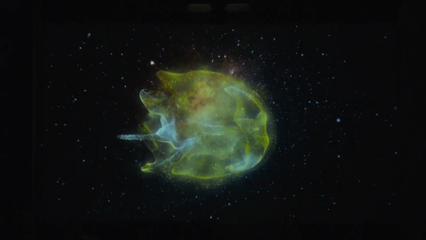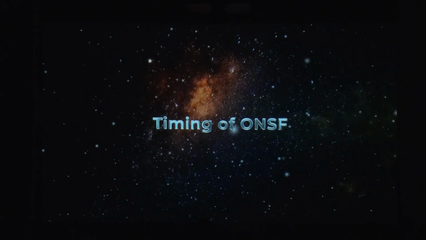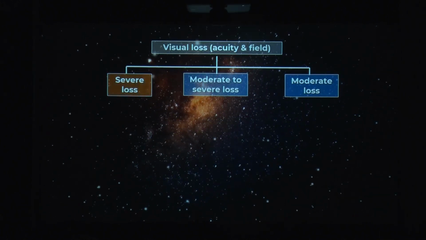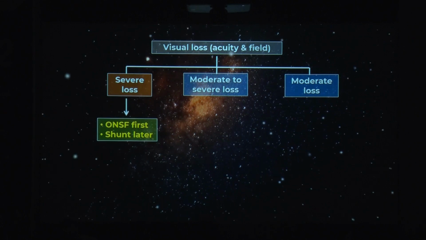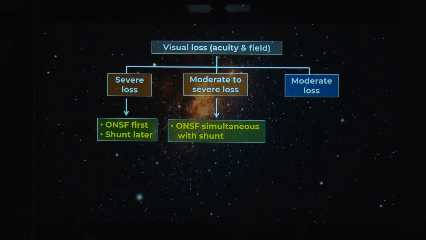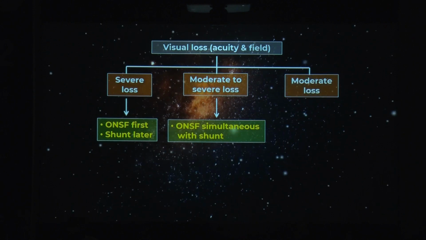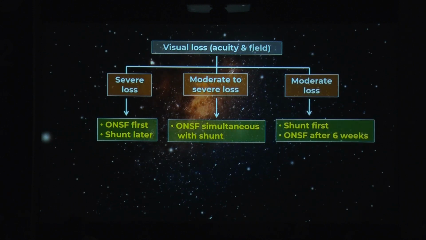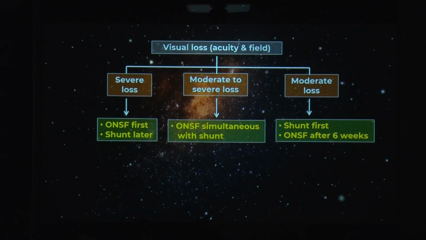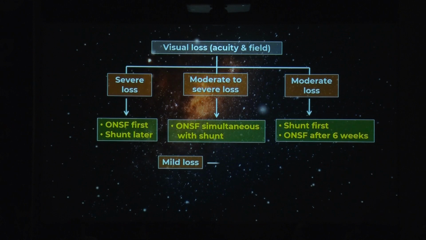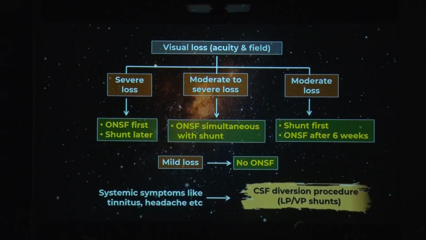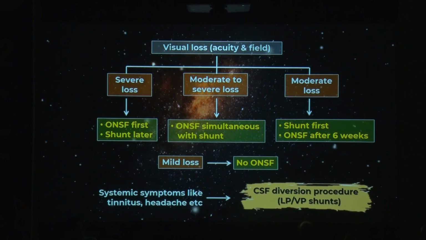So what is the ideal timing of ONSF in IIH or CVST? It depends on the visual loss. If it's severe, you do it before; the shunt can be done later. If there is moderate to severe loss, you can do it along with the shunt. If there is only moderate loss, the shunt is done first. If there is no resolution of fluid after 6 weeks, you go ahead and do an ONSF. And in mild cases, you do not do an ONSF. For systemic symptoms like tinnitus and headache, CSF diversion procedures are required, not ONSF.